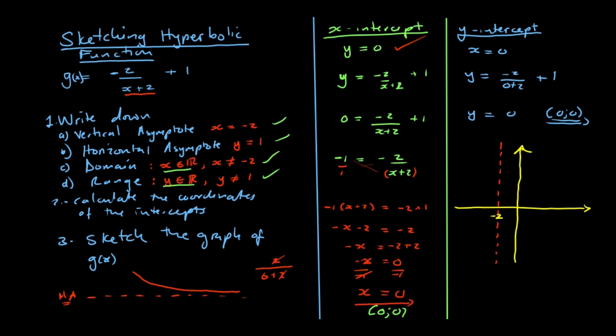Then we also need the horizontal asymptote. Where is the horizontal asymptote? It's at 1. Where do we see 1? Up, right? So we come right here, up, and draw an asymptote that's going to pass at 1. So this is our 1, and we write +1 here.